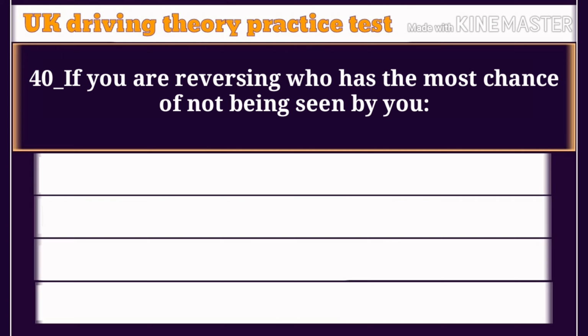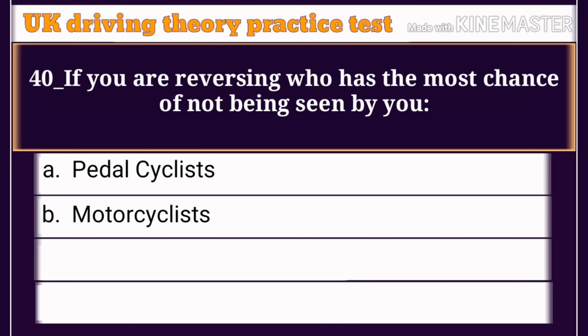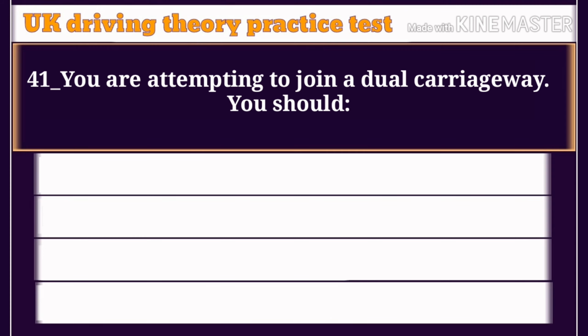Question 40. If you are reversing, who has the most chance of not being seen by you? A. Pedal cyclists. B. Motorcyclists. C. Children. D. Pedestrians. The correct answer is C. Children.